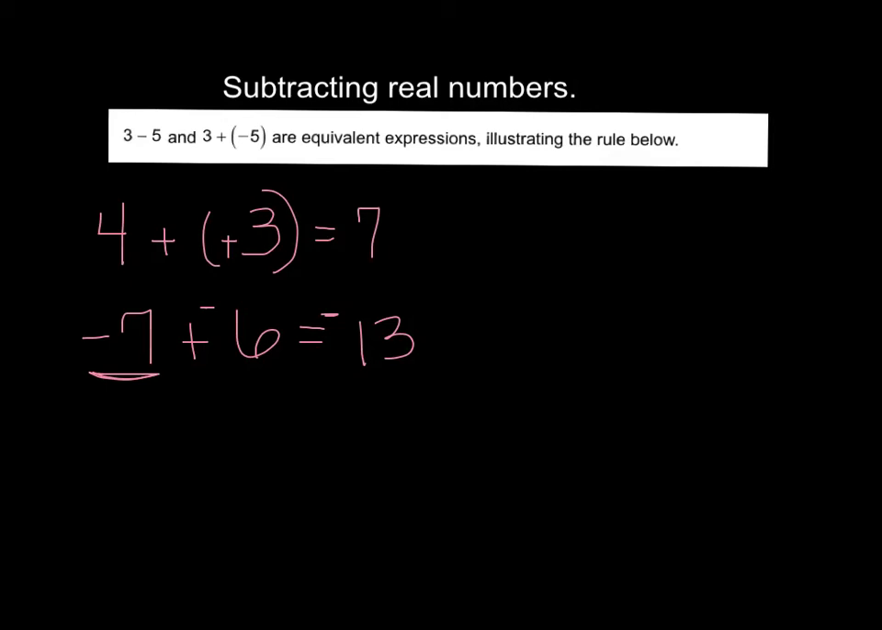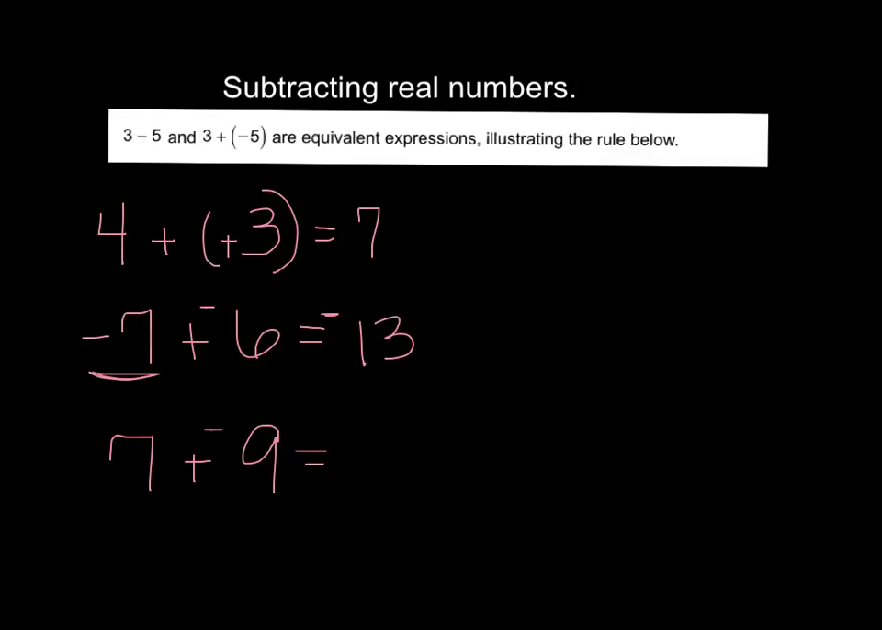Let's do one more. 7 minus 9. Okay, so we always leave the first one. So we're going to change to addition, and the 9 becomes negative. Some of you guys might know it's leave, add, opposite. Whatever helps you remember.